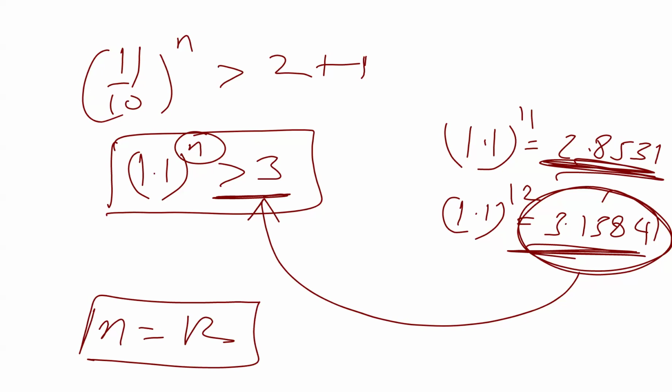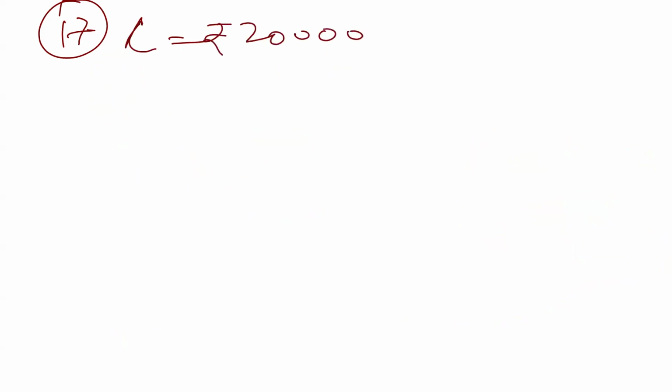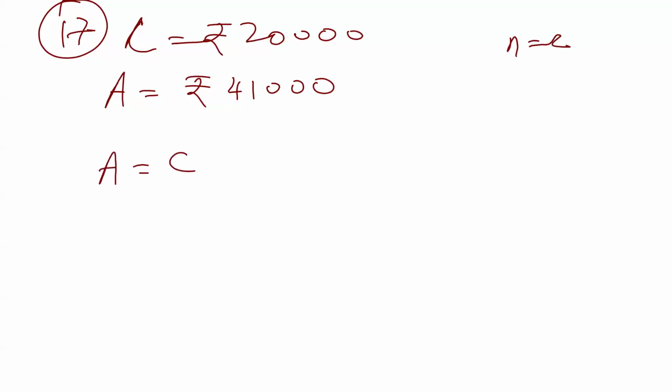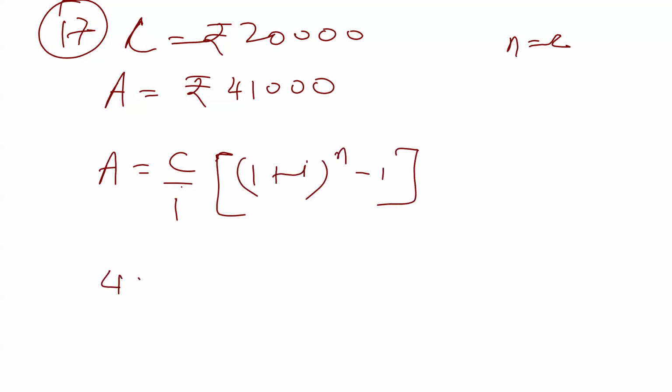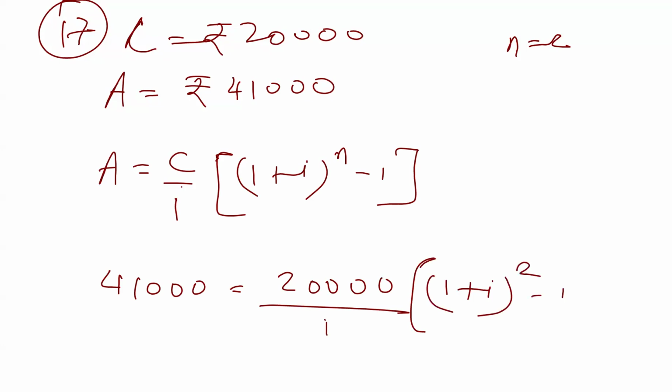Next problem, question number 17. Find the rate of interest compounded annually if an ordinary annuity of 20,000 amounts to 41,000 in 2 years. Ordinary annuity is nothing but annuity immediate. So C is equal to 20,000, the future value is 41,000, and n is equal to 2. We need to find the rate of interest. So A is equal to C by i, 1 plus i raised to n minus 1. 41,000 is equal to 20,000 upon i, 1 plus i raised to 2 minus 1.